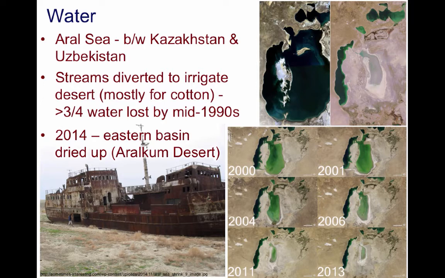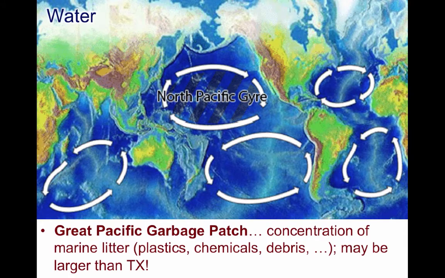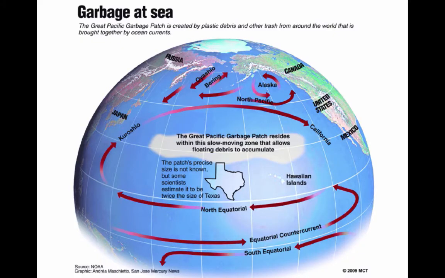called the Aralkum Desert. Another interesting story deals with the Great Pacific Garbage Patch, which is a gyre of marine debris in the central North Pacific Ocean, which extends over an indeterminate area, with estimates ranging very widely, with some suggesting it may be as large as the size of Texas. The patch is characterized by exceptionally high concentrations of plastics, chemical sludge, and other debris that have been trapped by the currents of the North Pacific Gyre.